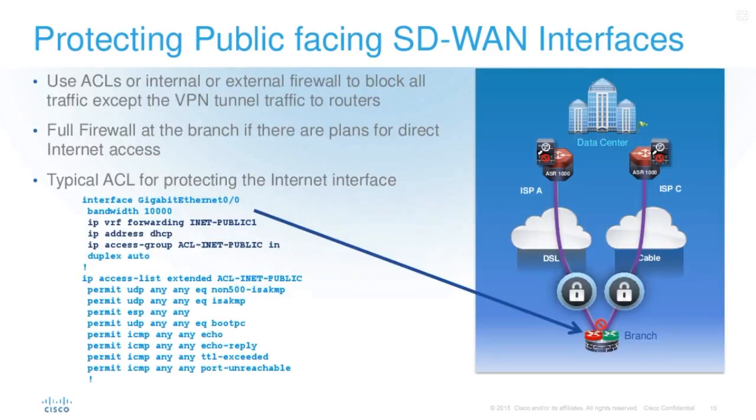Some customers are a little bit more security conscious and they want that. In a lot of the SD-WAN vendors, they have an integrated firewall that's part of the router, and you could implement those with a full stateful firewall there if you wanted to. But the ACLs are generally sufficient here.